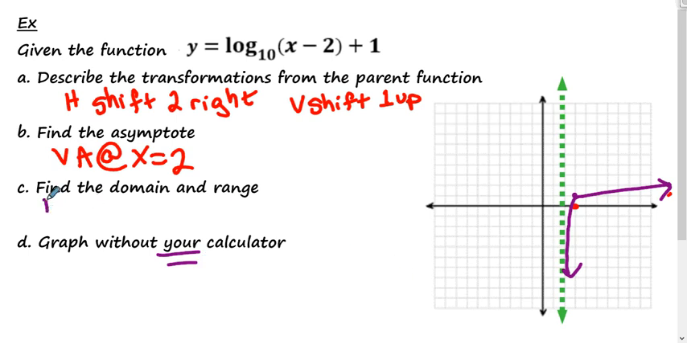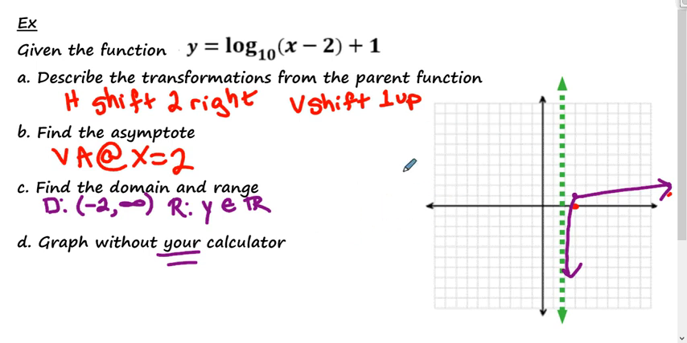So my domain now, my x's go from my asymptote to the right. So it starts at 2, excluding 2, and it goes to infinity. And then my range is y is an element of the reals. It's all real numbers for my range, or you can go negative infinity to infinity. So with your transformations, think about those points. Think about what's happening to each of those points, and then shifts left, right, up, down. And we could vertically stretch them as well.